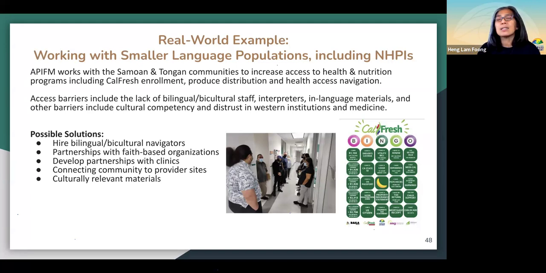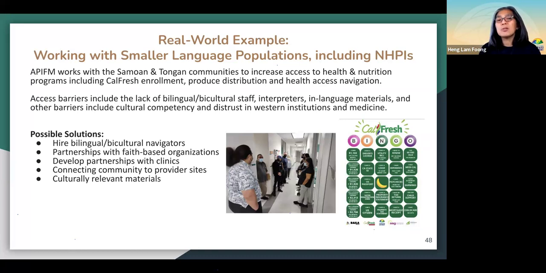So there's never a perfect, foolproof language access plan that anyone can develop. But in this case, the possible solutions that we had to think about is the hiring of staff. We created and nurtured relationships with faith-based organizations, really a safe community space for the community. We developed partnerships with clinics to help navigate and understand what kind of services can be offered. The picture on the left is a picture of some of our community health workers visiting a clinic in the South Bay, trying to connect community to these sites, but by first developing these relationships.